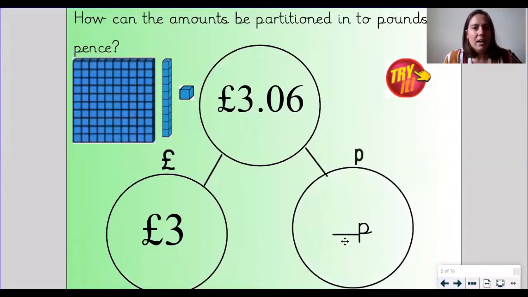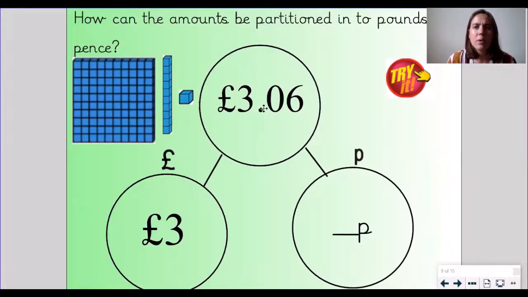Okay, now having a think about this one, if I've got 3.06, think about our decimals, what we know about decimals. I've got some deans here to help me. I can obviously partition the pounds. I've taken the pounds out already. That's over here. But do I need 6 of these or do I need 6 of these? How do I know which one I'm looking at here?